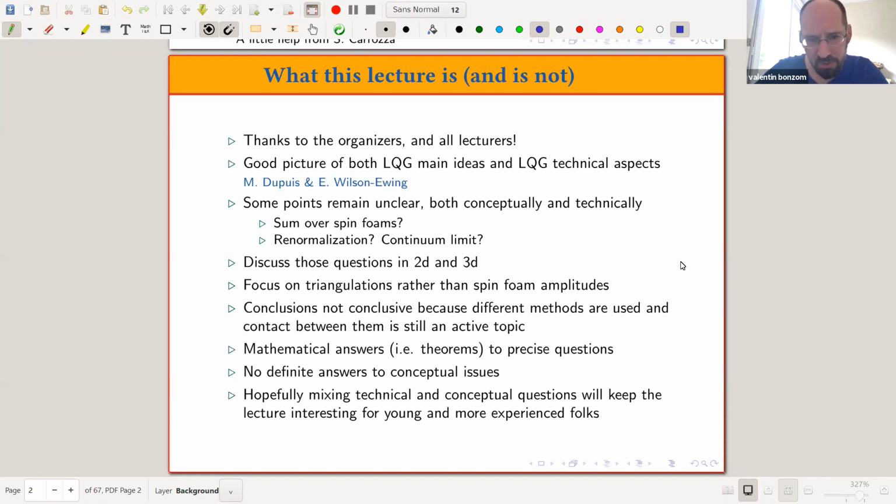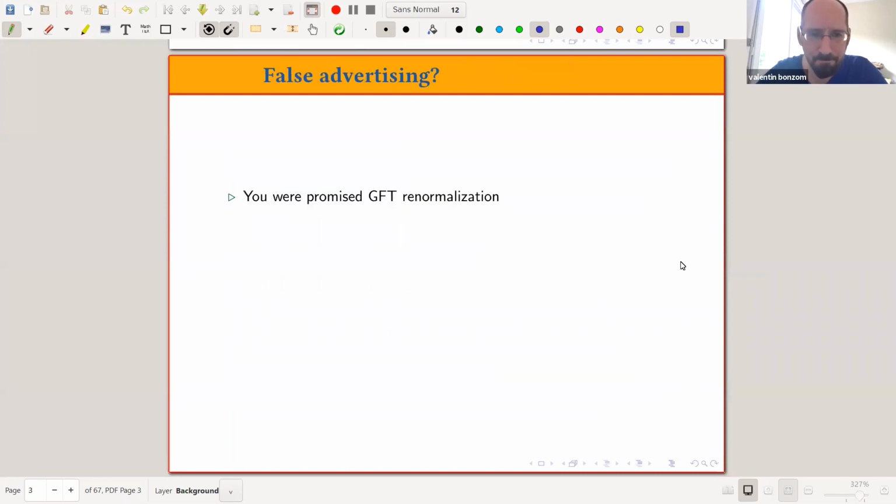Also, my conclusions might not be super conclusive because I will consider different examples, which are quite different indeed, and different methods that I use to treat them. And the contact between those methods is still an active topic. At least I will have some mathematical answers in the form of theorems. However, no definite answers to conceptual issues, as I say. So hopefully this will be a mix of technical and conceptual issues and questions that will keep the lecture interesting for both young and more experienced folks.